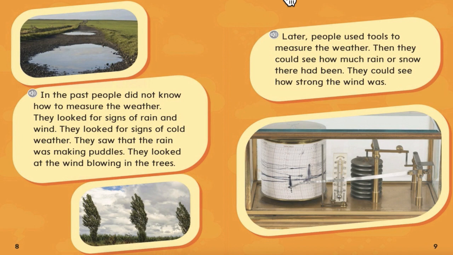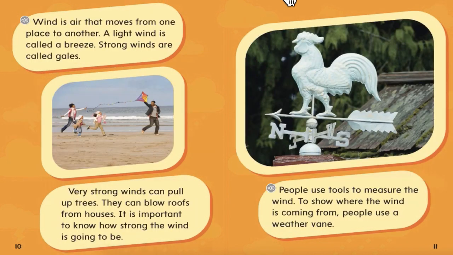Later, people used tools to measure the weather. Then they could see how much rain or snow there had been. They could see how strong the wind was. Wind is air that moves from one place to another. A light wind is called a breeze. Strong winds are called gales.